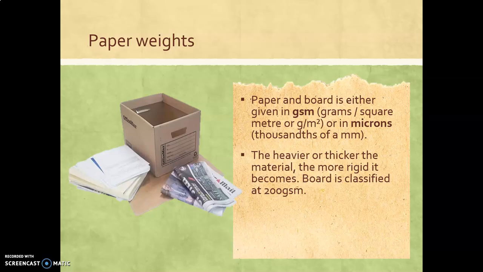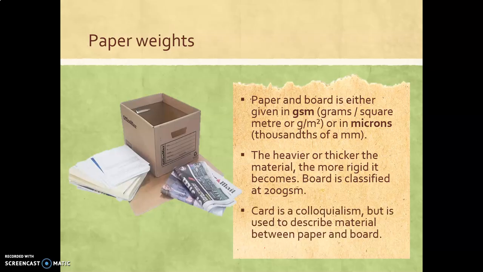Board is classified at 200 GSM. You might be going, yes, what about card? We haven't talked about that yet. Well, actually, card is really a colloquialism. It doesn't sort of really exist, funnily enough. It's actually used to describe material between paper and board. So we go paper and then board, but people tend to call something in that middle card, which is fine.